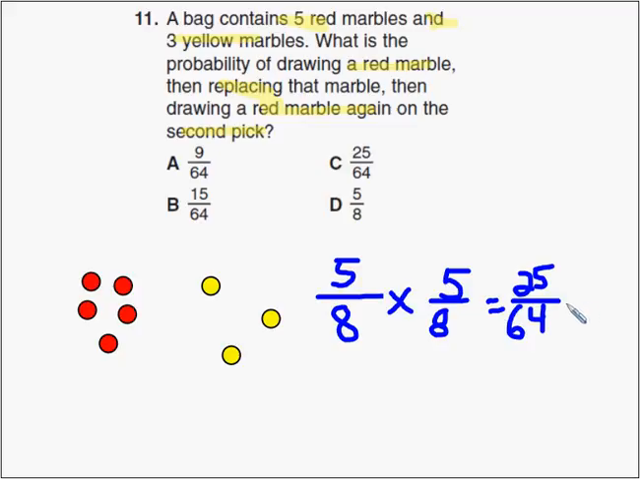So ask ourselves, can I simplify? And I look here. Can't divide the 25 and 64. If I divide to get 5, I'd have to divide 25 by 5 to get 5. 64 isn't divisible by 5. So my answer is 25 out of 64 chances for my independent events.